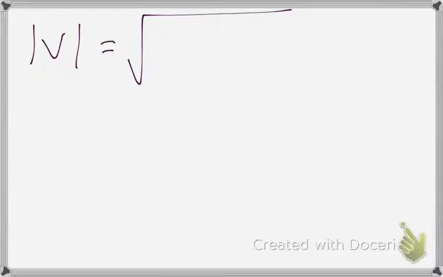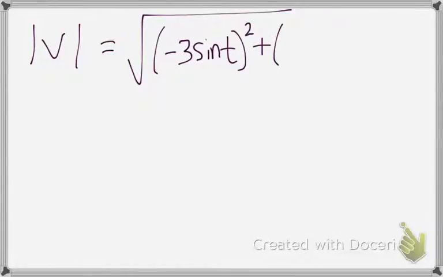So if we actually don't plug in a value for t, because we don't know when the speed is a maximum or a minimum, then we can find the value of t that yields a maximum or minimum speed. We can do that by saying that the absolute value of the velocity function, which is the speed, equals the square root of dx dt, which is -3 sine of t squared, plus dy dt, which is 2 cosine of t squared.